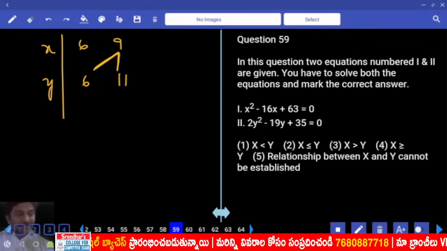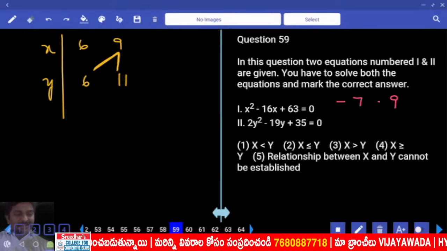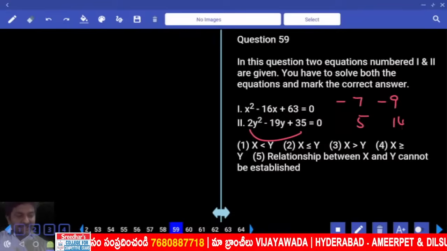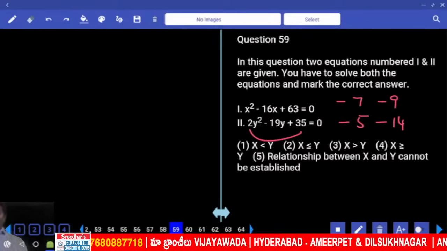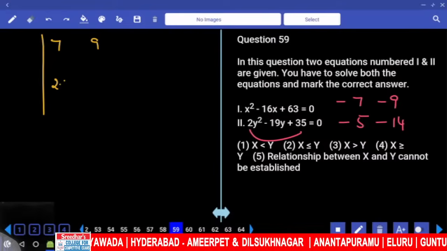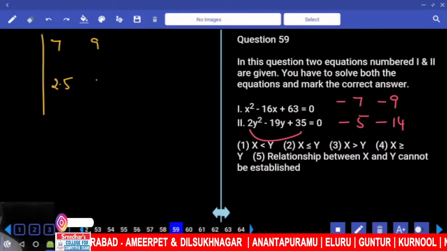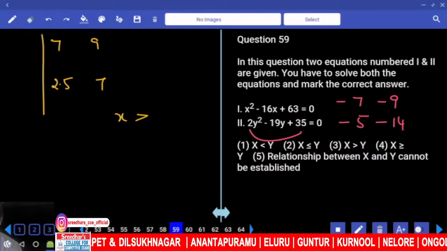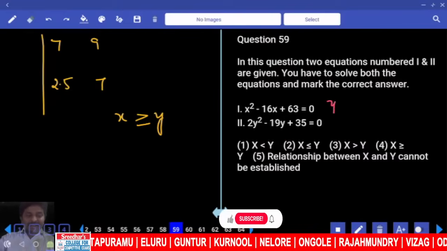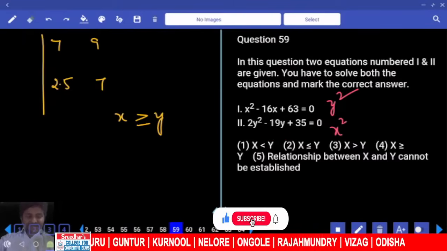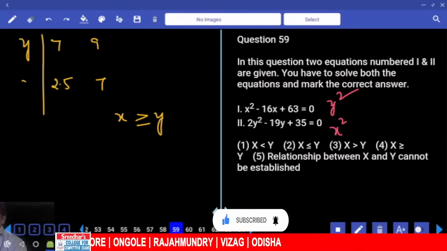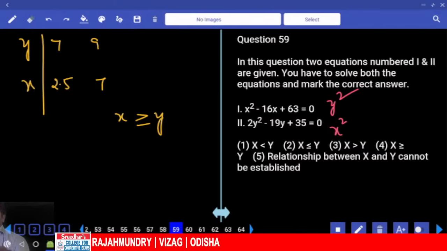The product is 63, 7 9 times, minus 7 minus 9. The product is 70, 5 14 times, minus 5 minus 14. Then the factors are 7, 9, 5 by 2, 14 by 2, 7. x is greater than or equal to y. Sometimes in your exam they will give the y square equation as the first one and the x square equation as the second one. Understood? These are y values and these are going to be x values then. You also need to be careful about that.